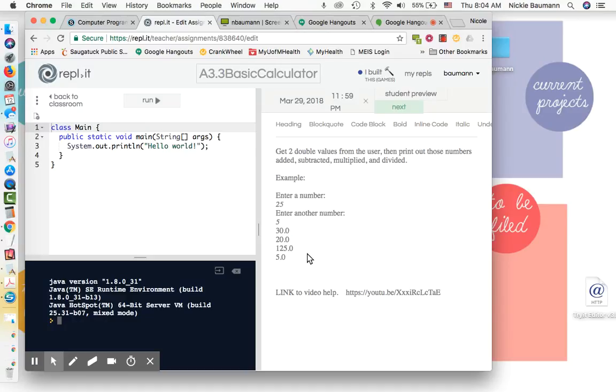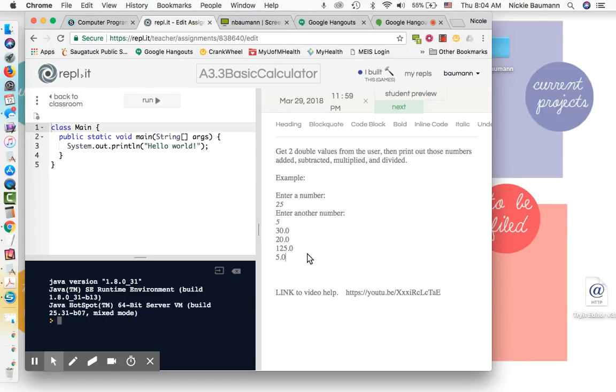So for example, with the basic calculator, you need to anticipate that the person is going to enter two different numbers. In my sample here it was 25 and 5, but the person could enter 9.5, they could enter 10 and 2, 373 and 3.5. They could enter a combination of both integers and doubles.